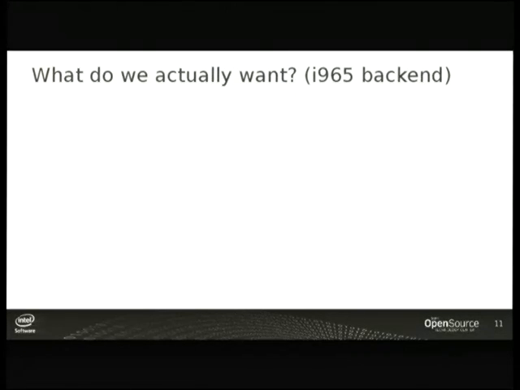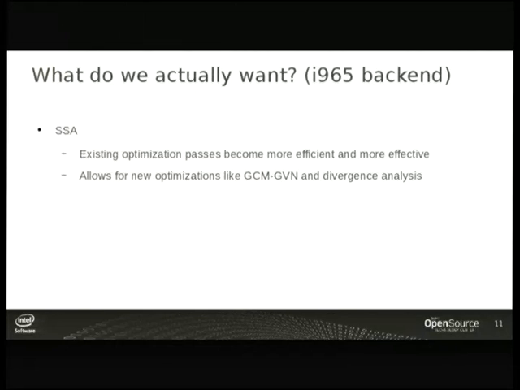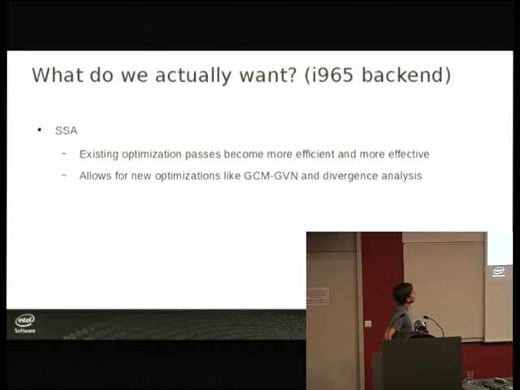So in an ideal world, what are the things that we actually want? So in the 965 backend, we already have a flat IR, but we'd really like to have SSA. SSA would make a bunch of our existing optimizations a lot more powerful and efficient. It would also allow us to implement a bunch of neat and newer optimizations like global code motion, global value numbering, or divergence analysis or something like that.